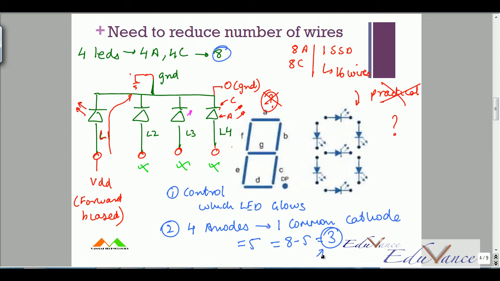Well, this concept is fine. This particular configuration is called the common cathode configuration because all my cathodes are connected together to one single terminal, that is ground.